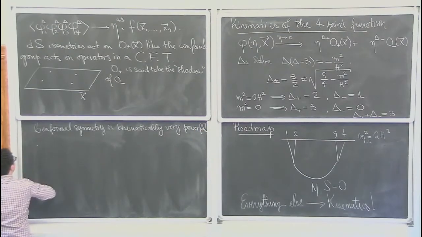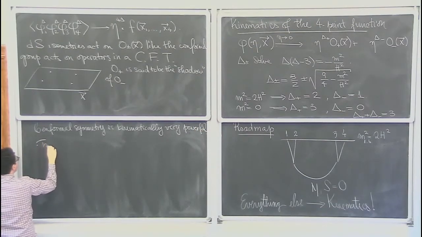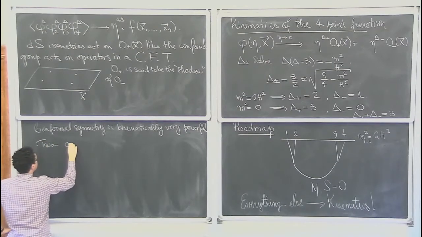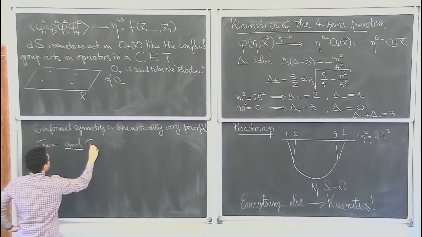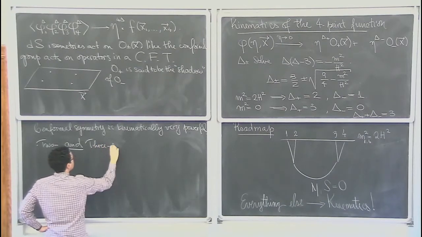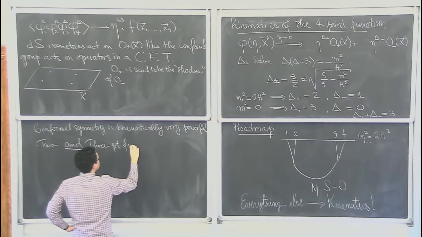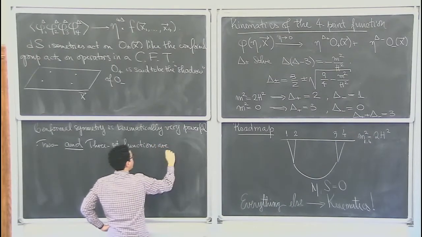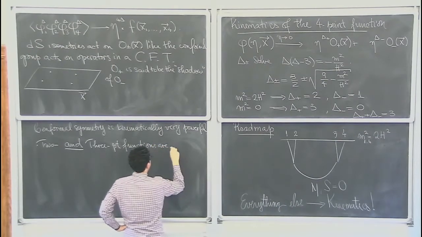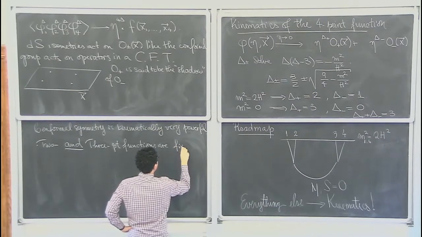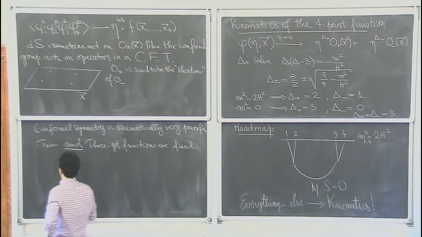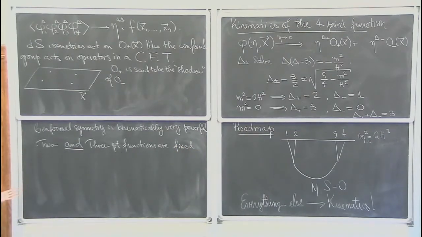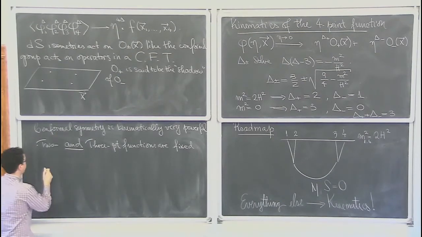So the first thing is that 2 and 3-point functions are essentially fixed. So that's pretty powerful. Let me give you one example.